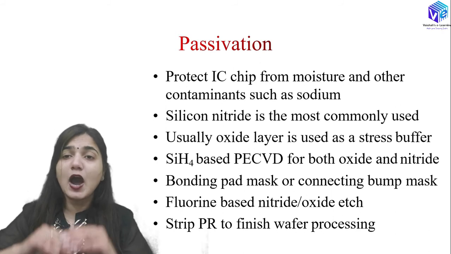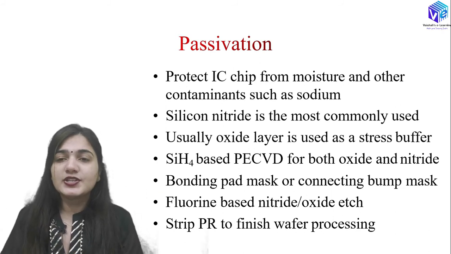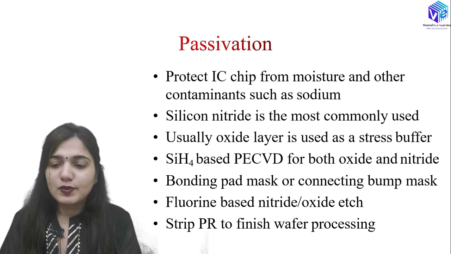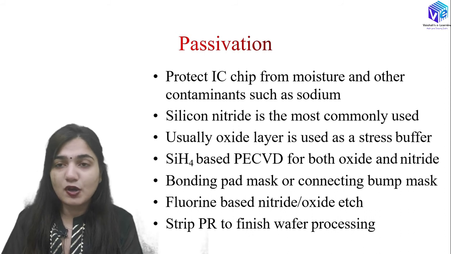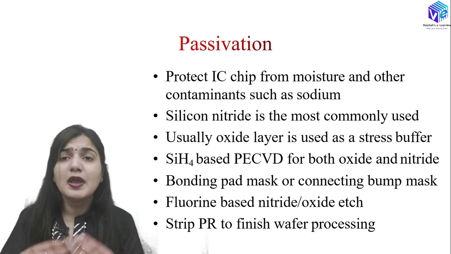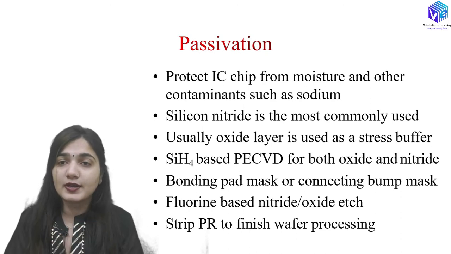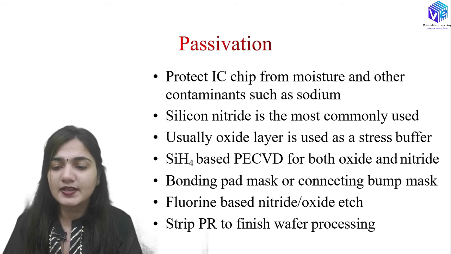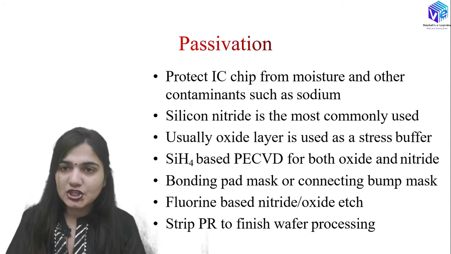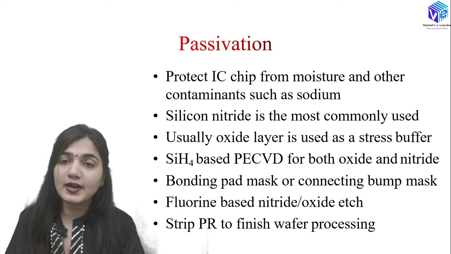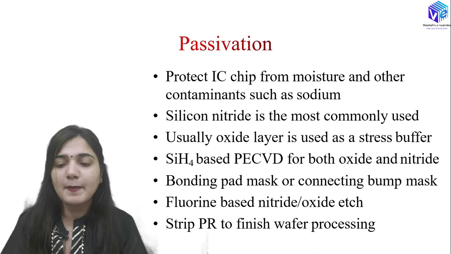Now I can have the outermost covering of the silicon nitride which can easily protect the given IC from moisture and sodium ions. So usually an oxide layer is used as a stress buffer, because whenever I am using silicon nitride it is going to give a very high stress to the chip which the chip cannot tolerate. So for a stress buffer I will be using the oxide layer. So SiH4 or silane based plasma enhanced chemical vapor deposition is done for both oxide deposition as well as nitride deposition. So I hope you understood how we are depositing the oxide and the nitride passivation layer.